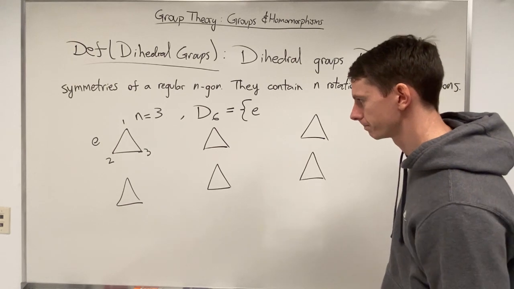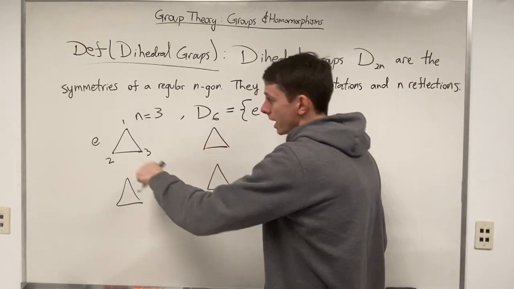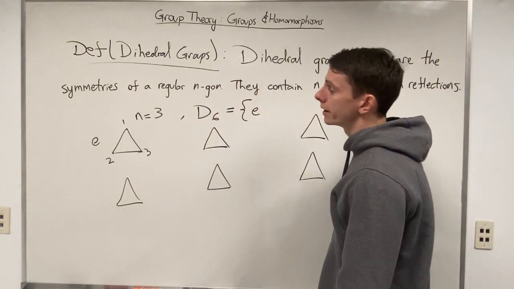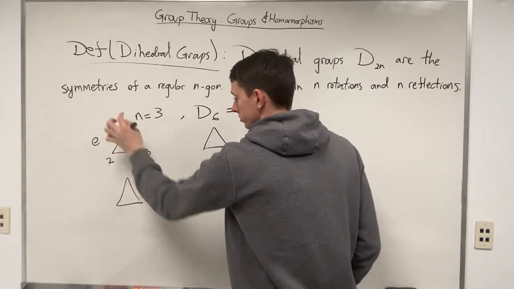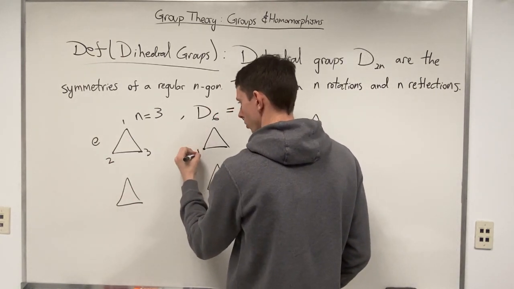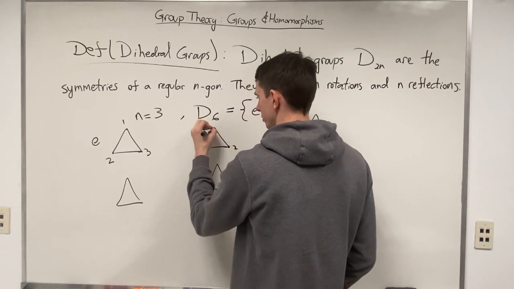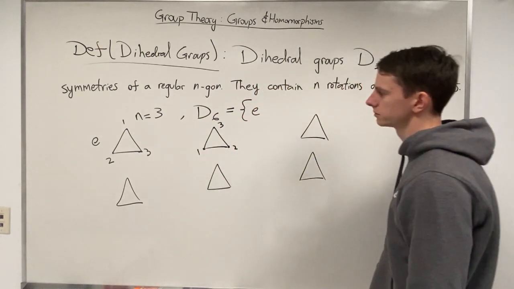If we were to then consider rotating it by 120 degrees, then 1 goes here, 2 goes here, and 3 goes here. So this is going to give us 1, 2, 3, like this.